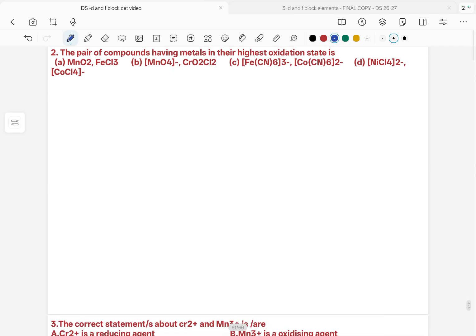Here the question is: the pair of compounds having metals in their highest oxidized state. Let us take the options here and see which is in the highest oxidized state. MnO2 and FeCl3. Oxygen here -2 into 2, -4, taken out +4. This is -1 into 3, -3. When it is on the metal, it is +3.